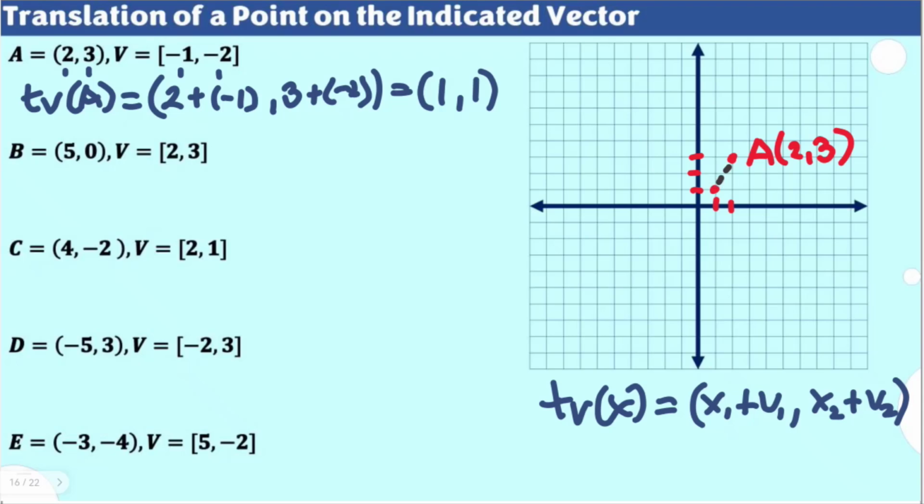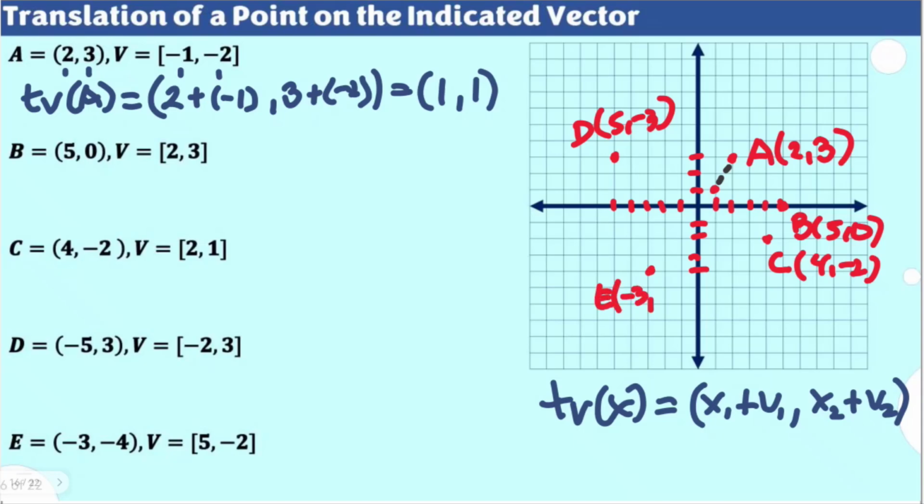So basically, that's our reform. Now let's try to continue with B, C, D, and E. But first, let's plot all of them on our Cartesian plane. So our B is at 5, 0. This is our B, 5 at 0. C is 4 and then negative 2. So it's somewhere here. This is our C, 4, negative 2. Our D is at negative 5 and positive 3. This is our D at negative 5 and 3. And then our E is negative 3 and negative 4. Somewhere here. This is our E, negative 3, negative 4.